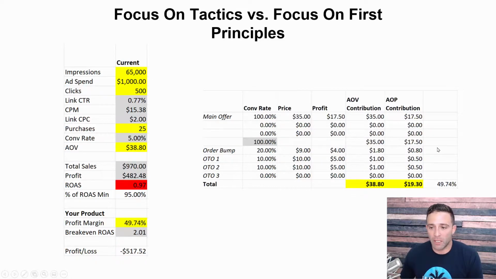So on the right side, let's look at this first. I already talked about this. We looked at the main offer. It was $35, 50% profit margin. Here's the contribution, $38.80 with an average order profit of $19.30, right? Here's a margin. Okay, we talked about all this.